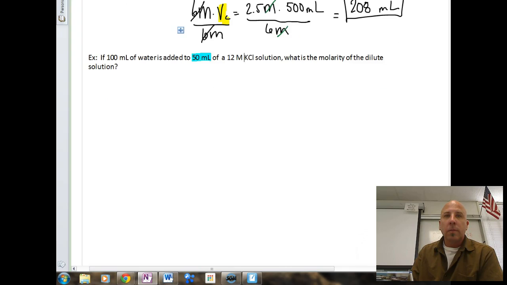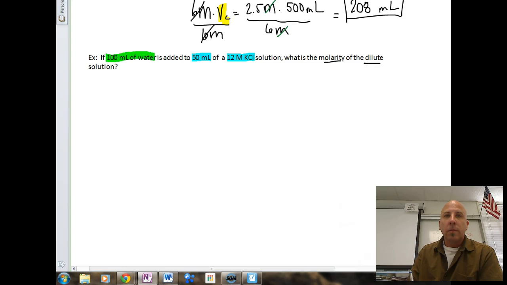Okay, and so our problem says if 100 mLs of water is added to 50 milliliters of a 12 molar KCl solution, what's the molarity of the dilute solution? Okay, so these two values here, the 50 mLs of the 12 molar, are tied together. And then what we're going to do is add in 100 more milliliters of water, which is essentially going to dilute the solution down. So it's asking us to calculate our molarity of our dilute solution.